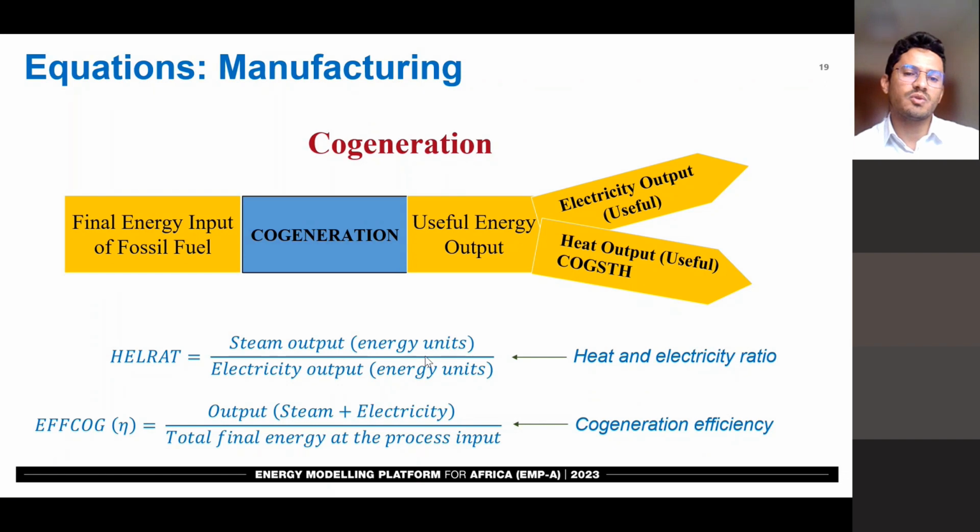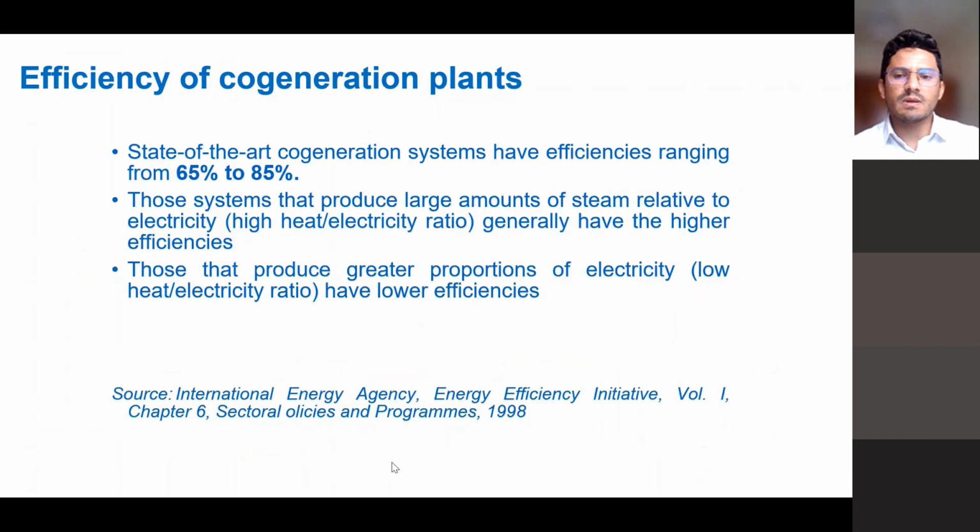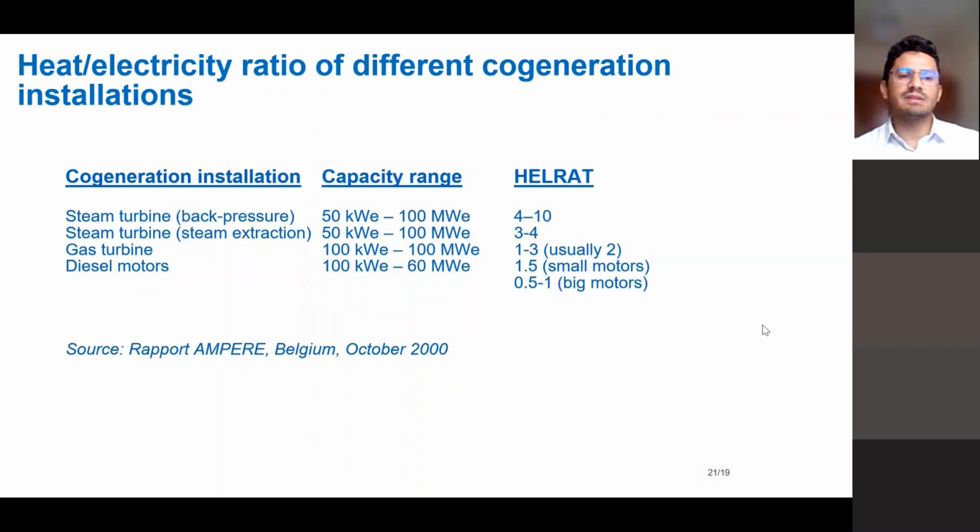Of course, for cogeneration efficiency, we can use some standards. We need to check some typical values of efficiency. Here there are some values for cogeneration plants. The efficiency is between 65 and 85%. And also for this heat electricity ratio of different cogeneration installations, we can see here some typical values.